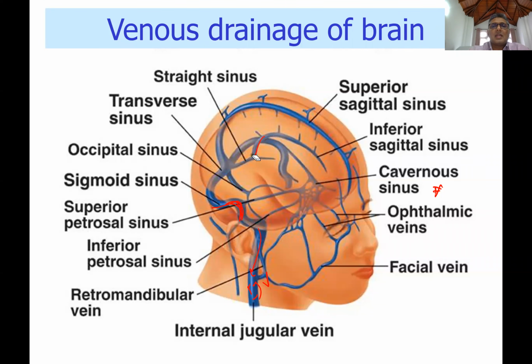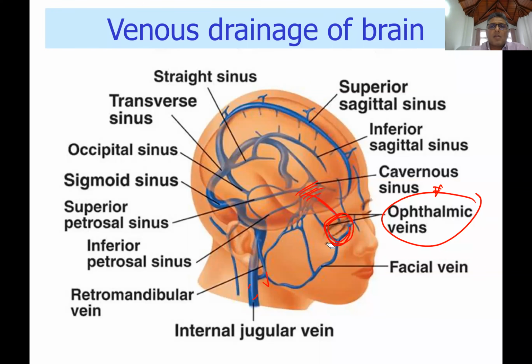Then the cavernous sinus has important connections with the veins of the orbit through the ophthalmic veins. So if you get thrombosis or infection of the cavernous sinus, you get swelling of the eye here, because the venous drainage is affected, as the ophthalmic veins drain into that part.